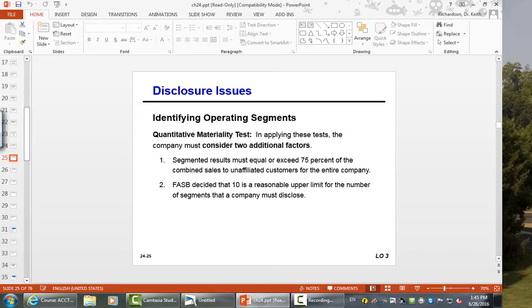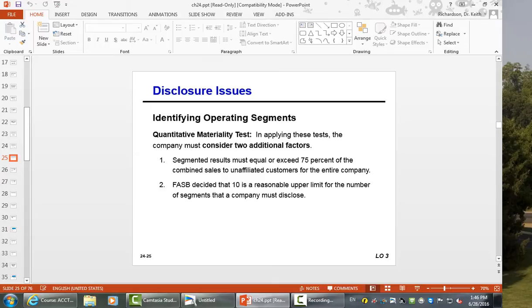Identifying them, okay. In applying these tests, the company must consider two additional factors. Segmented results must equal or exceed 75% of the combined sales to unaffiliated customers. That means they're not a related party, right? They're not a subsidiary or something. For the entire company. So you've got to make sure your segments get 75% of the business. That makes sense? So 10% makes you a segment, and when you hit 75%, it's got to be at least that much in there. So if you don't hit the 75%, then you can't use the segments?